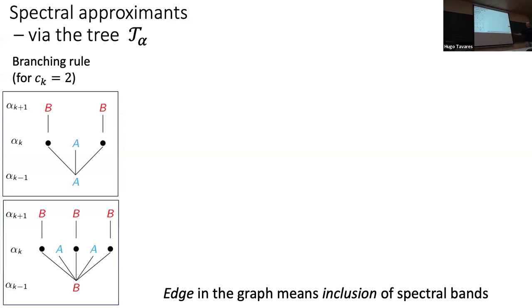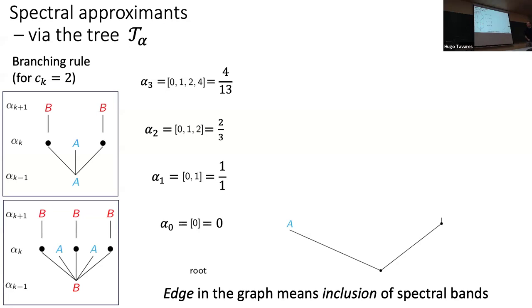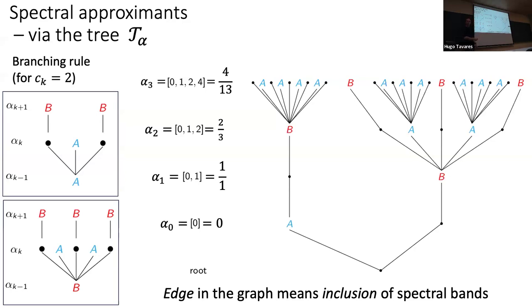So I put here these pictures, these fans of A and B, and now let's build the graph. I choose a particular sequence for the alpha, so 0, 0, 1, 0, 1, 2, 0, 1, 2, 4. And now, when I have an A, I know how to progress. When I have a B, I know how to progress, and so on and so forth. But there is a delicate thing: how to progress also depends on the next digit of the expansion. So for example, when I see this B, and I know that the next digit is A, then out of this B, I get this kind of structure. And you see that out of this B, you have two A's and three B's, right?